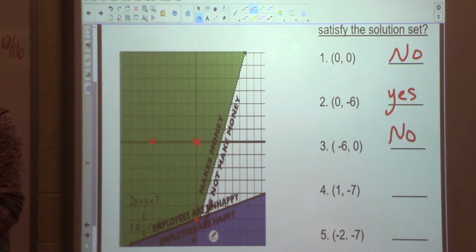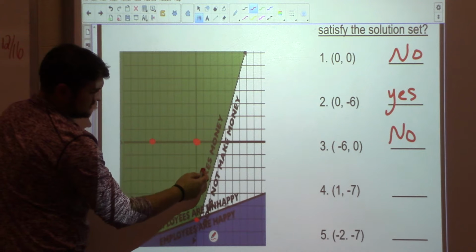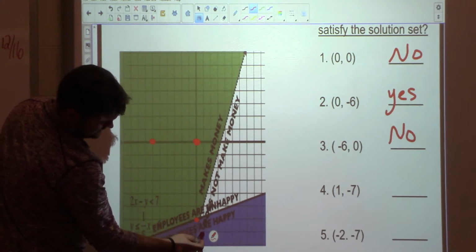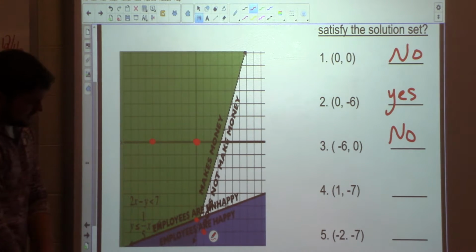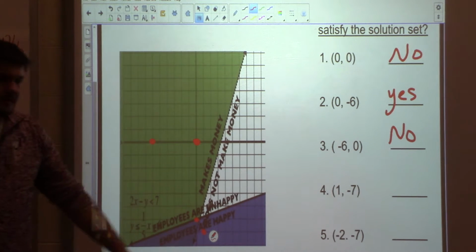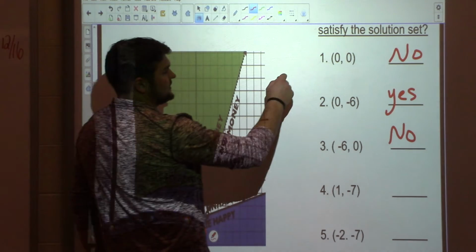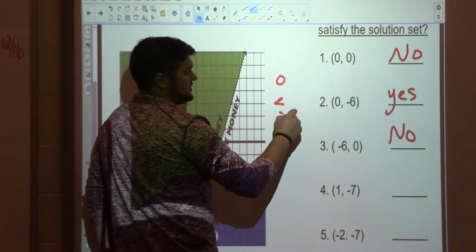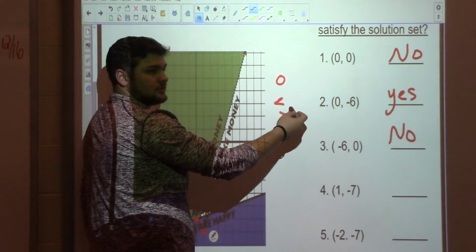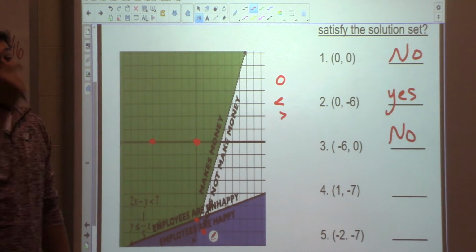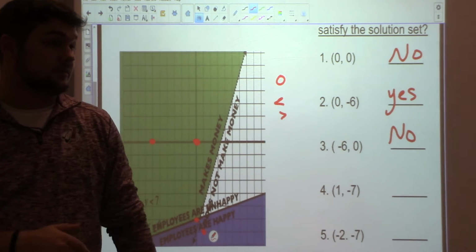What about (1, -7)? 1, 2, 3, 4, 5, 6, 7. This dot right down here. Why can't you include things on the dotted line? Because remember, a dotted line is just like an open circle where it's just less than or just greater than. It's not or equal to. Just like that open circle, that dotted line says that's my boundary, but I can't actually include the things on it because it's not or equal to.